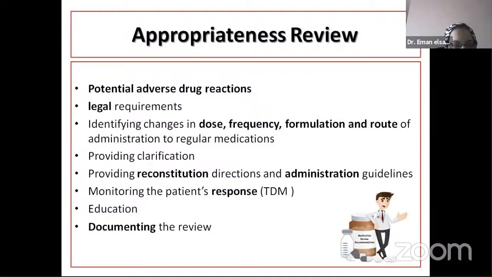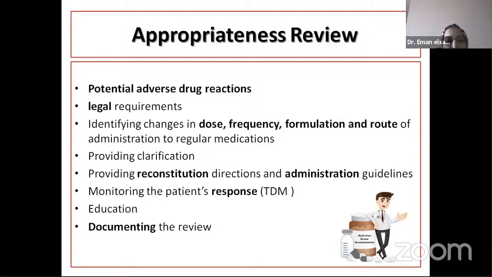Another thing, drug-drug interaction or drug-food interaction, also experiencing allergy or adverse drug reaction. This should be identified and monitored.